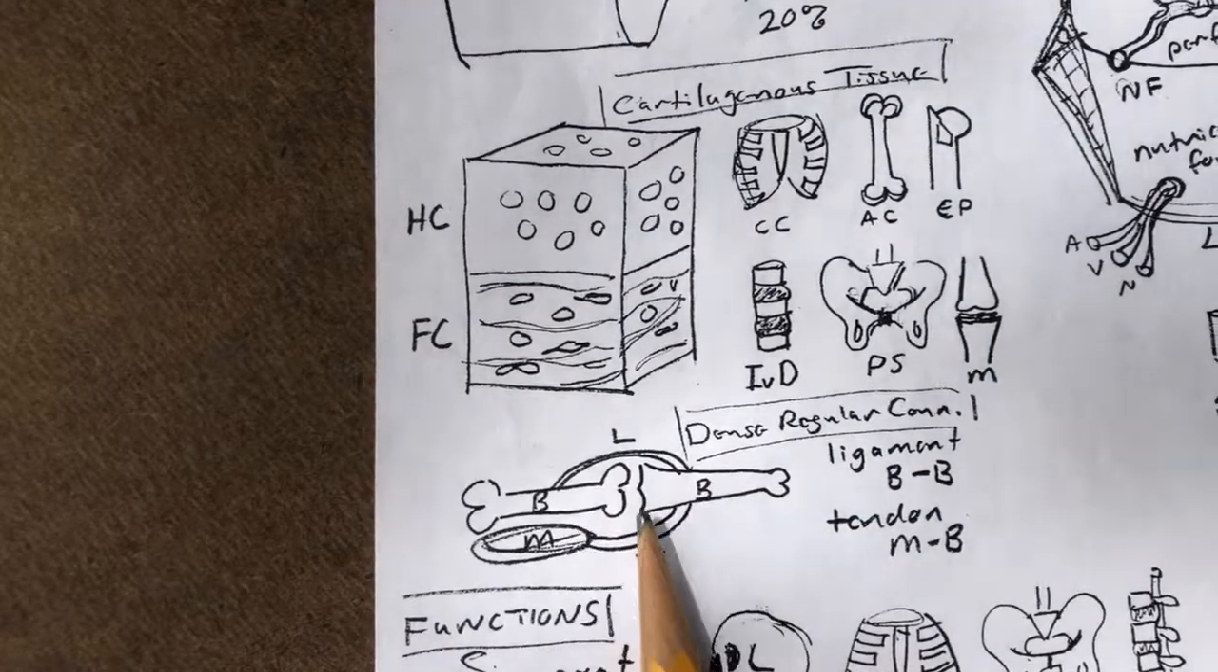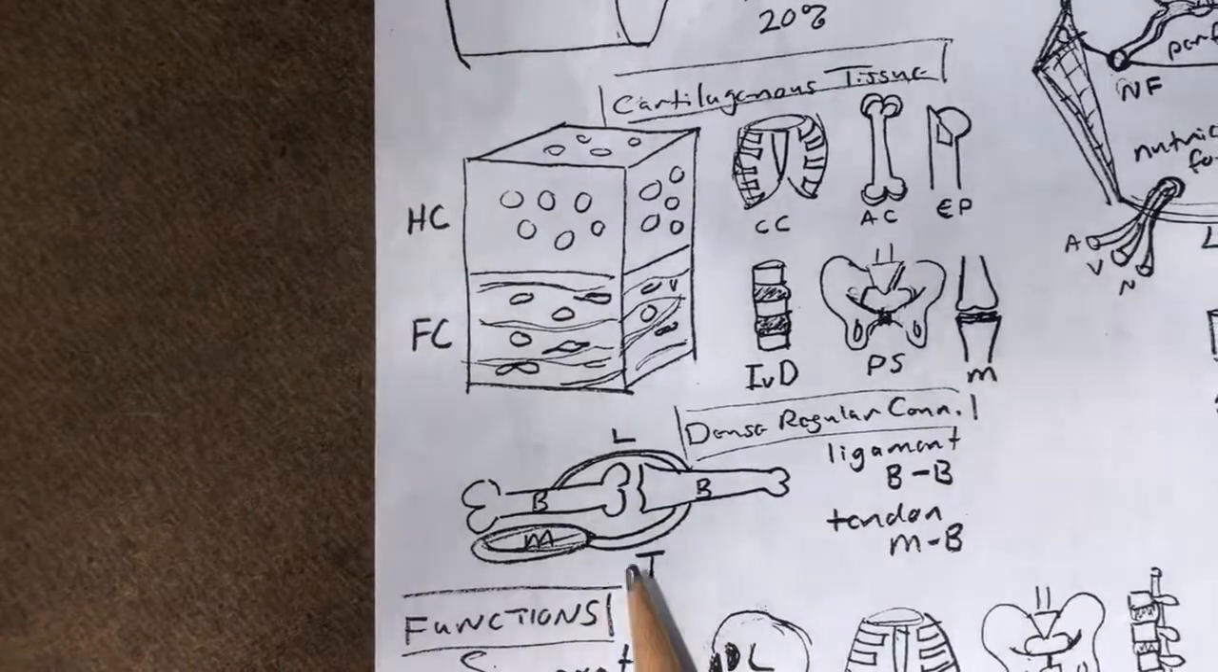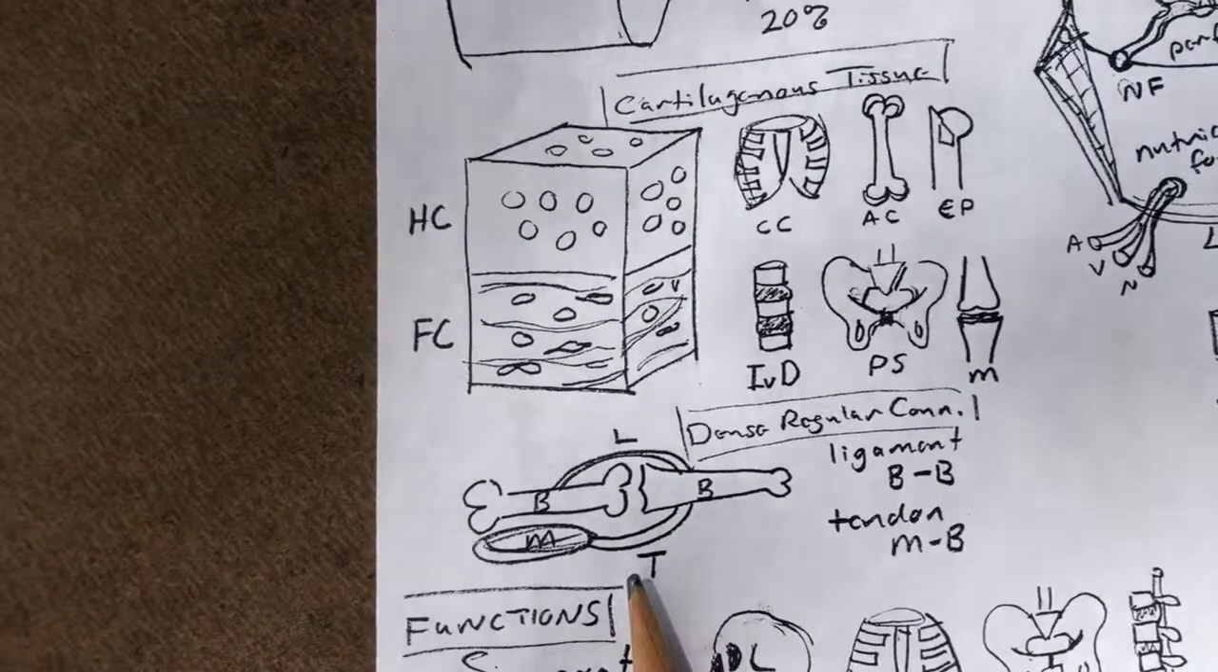So here we got a bone and a bone. There's a ligament connecting the two. Here we got a muscle and a bone. There's a tendon connecting the two.